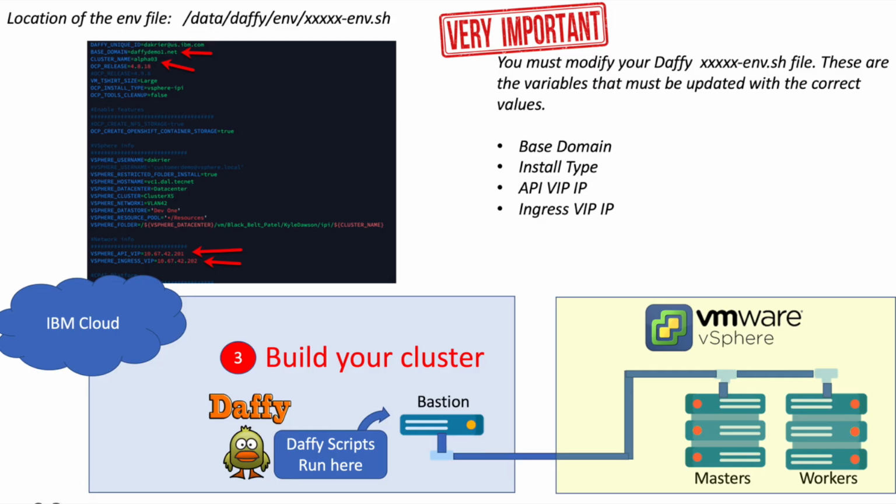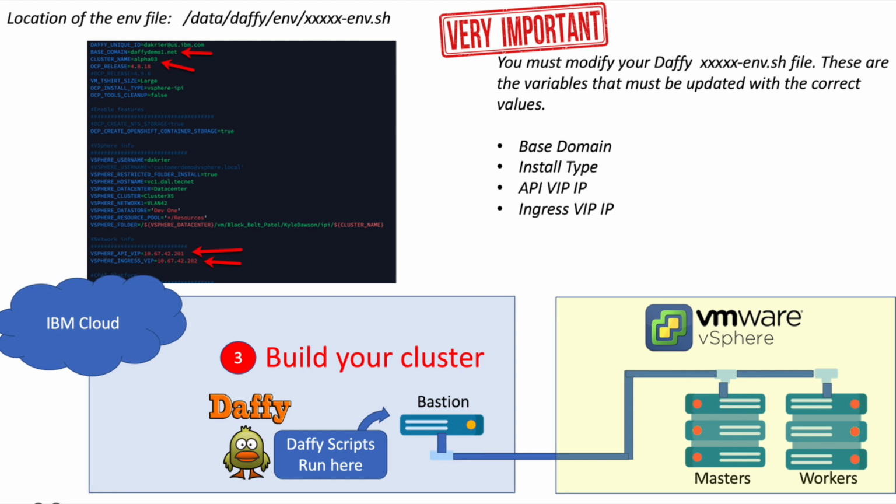Now that I have DNS configured, I'm ready to deploy OpenShift. I will be using the DAFI scripts to deploy OpenShift, but there's nothing special to the setup of DNS for the use of DAFI. These same steps can be used to deploy OpenShift using the OpenShift IPI installer or the DAFI scripts. There are four variables that need to be set in the DAFI environment file.